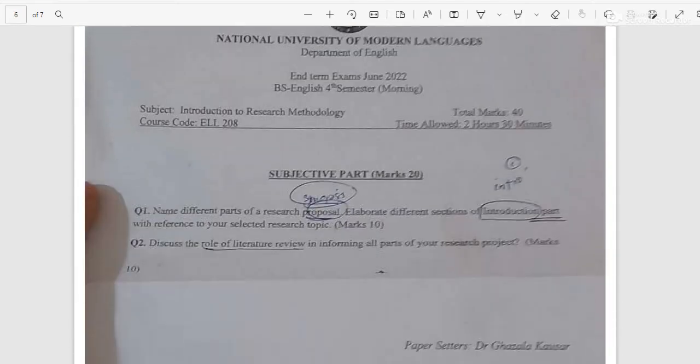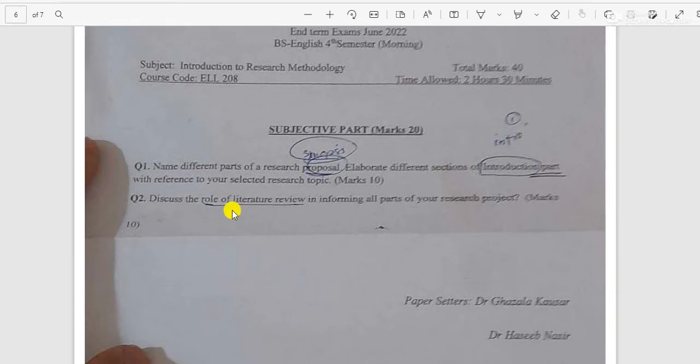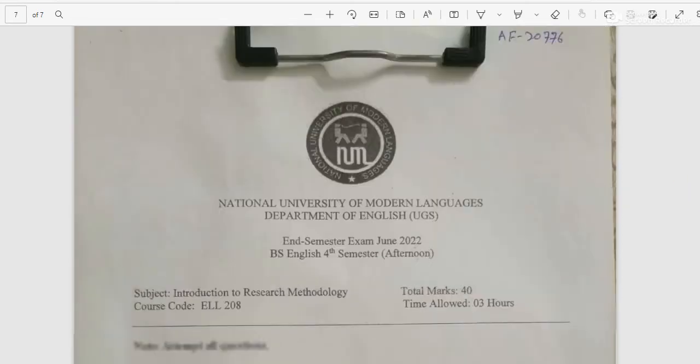And then Introduction to Research Methodology. Question number 1 is name different parts of a research proposal, elaborate the different sections, what is the introduction part, with reference to your selected research topic. And question number 2 is discuss the role of literature review in informing all parts of your research project.